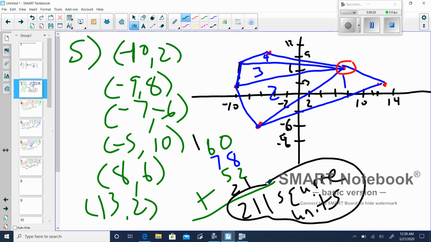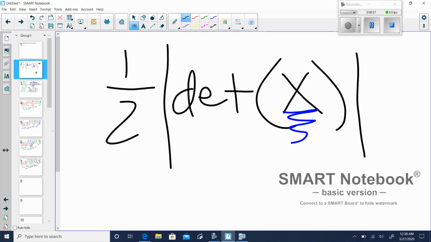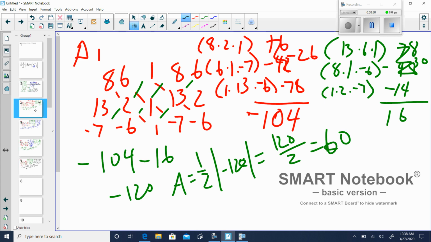We have an example problem, and then we had 5 additional problems right here for determinants and areas of polygons. You had to use this formula, and you had to understand what this capital X was, and we saw that working through these 6 problems, that capital X was a matrix that we then expanded to get our determinant.